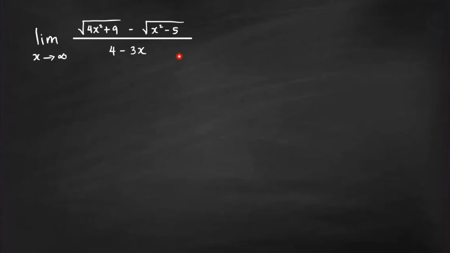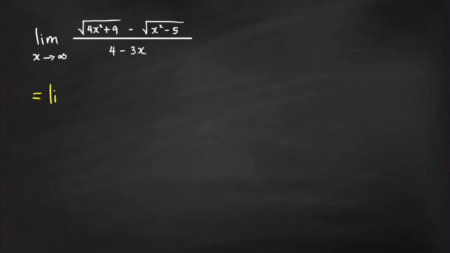For this next problem, even if the numerator contains radicals, we can still apply the same technique that we applied to solve the previous limits. We just have to remember that a polynomial is dominated by the highest degree term when x goes to infinity or when x goes to negative infinity.